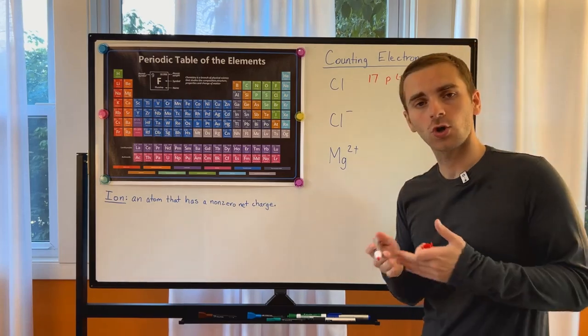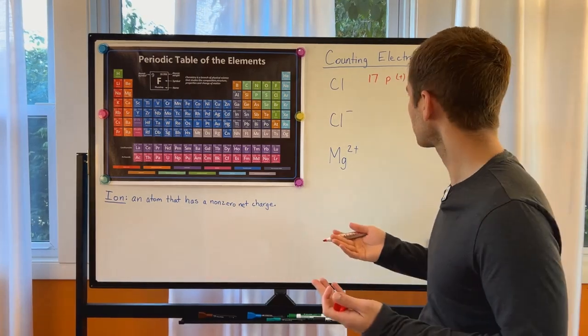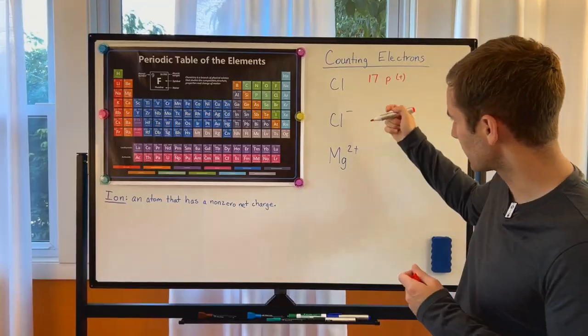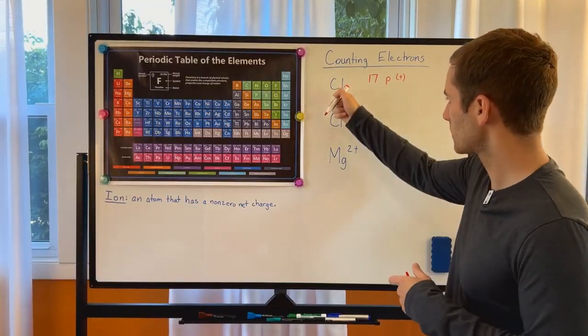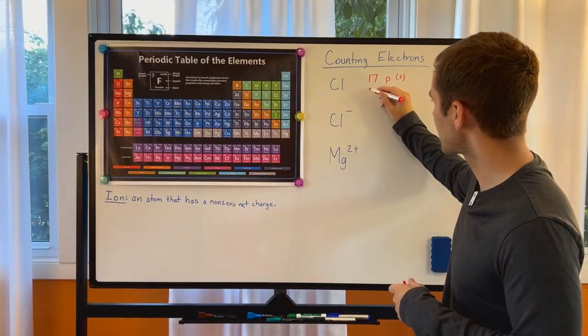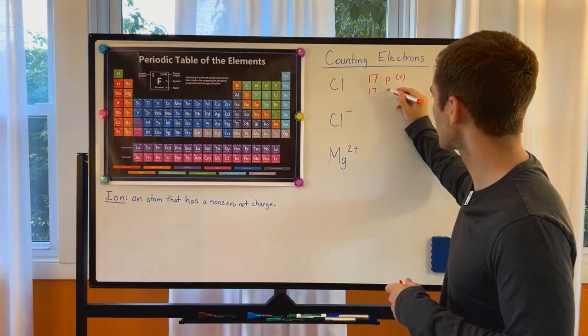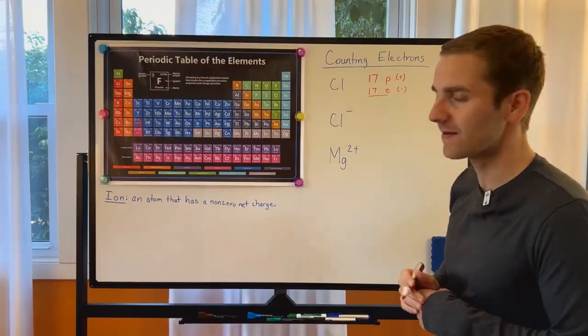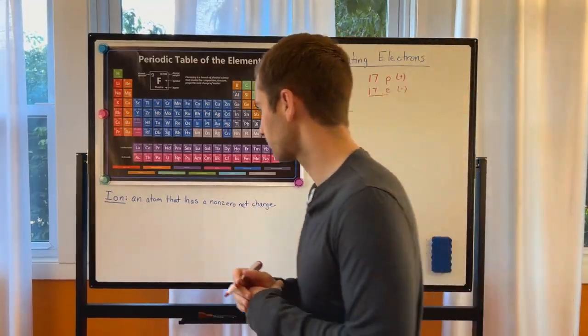Remember, neutrons are neutral. They have no charge, so they don't affect the overall charge. Electrons have a negative charge. They have the opposite charge of protons. So if this is neutral, it must have the same number of electrons as protons. So this has 17 electrons.